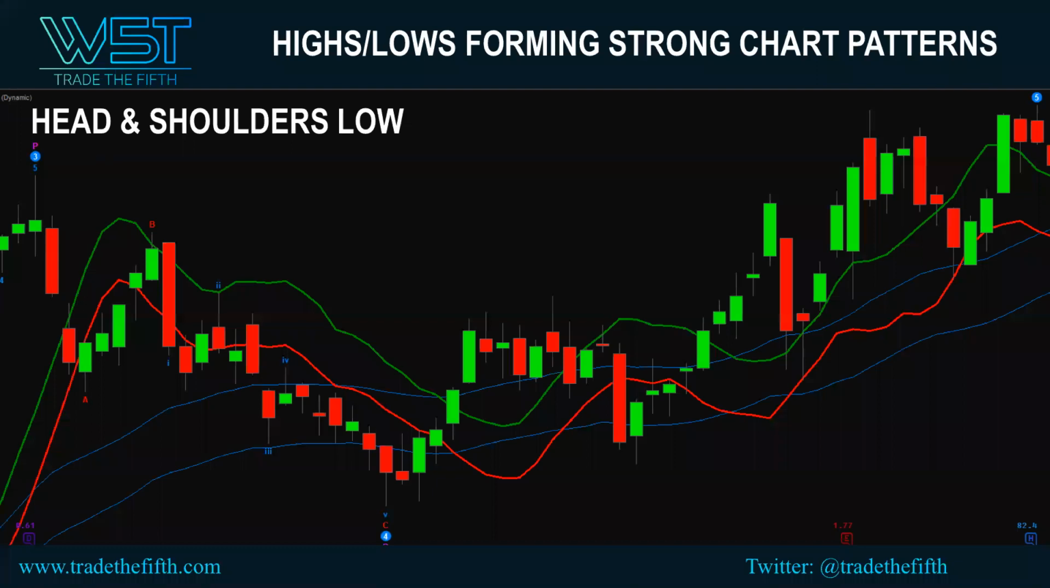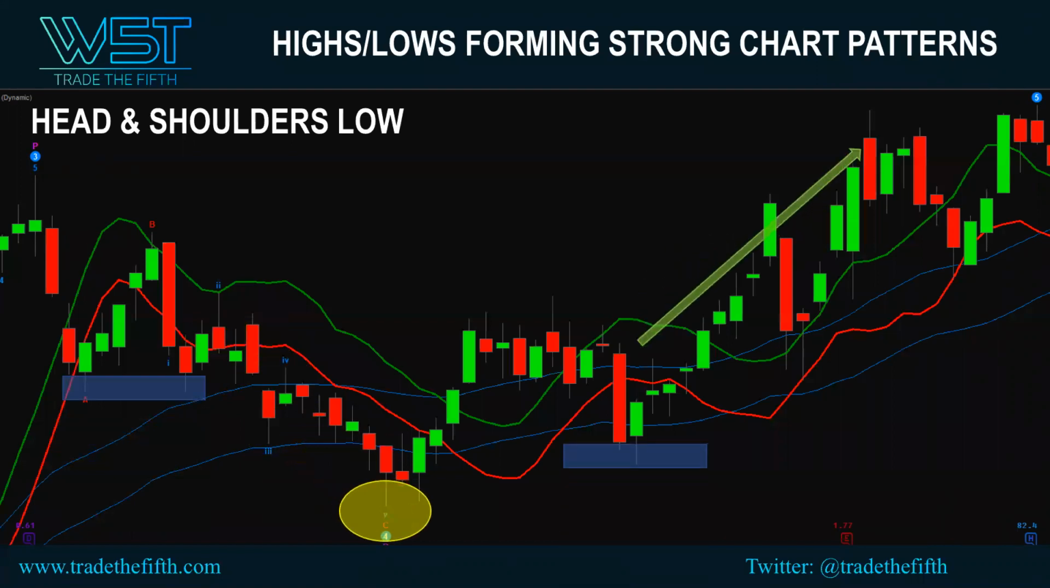Okay, this is head and shoulders low. So this is the opposite way around, in that your head is at the low, at the bottom. Your left shoulder is slightly higher, forms a great double bottom there, by the way. But then your right shoulder is lower than your left shoulder, so the other way around, okay?